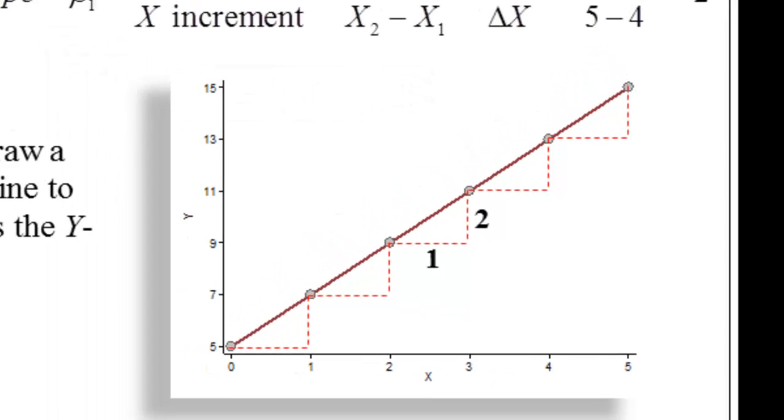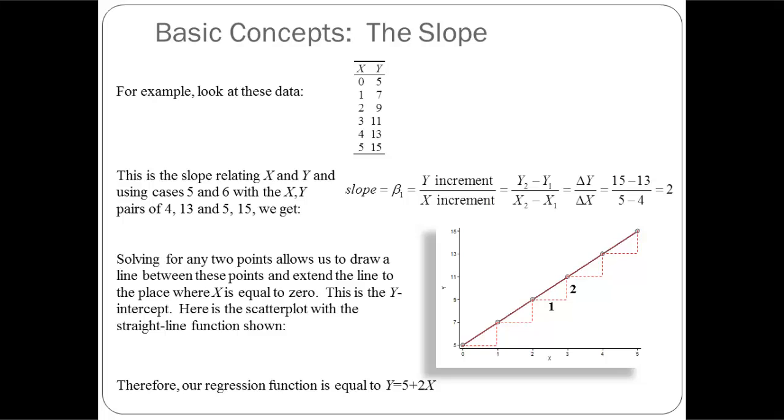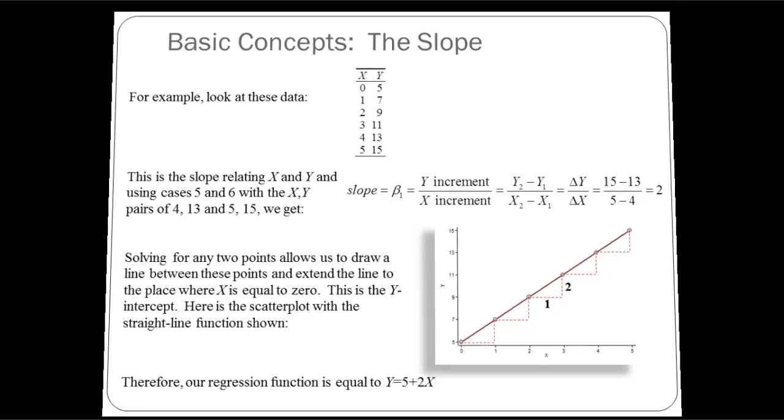If we saw that the steps were changing their slopes, sometimes it was a 1 unit change in x and a 2 unit change in y. Another time it was a 1 unit change in x and a 3 unit change in y. We would have a nonlinear relationship. The other thing to notice here is that we have no error, which is unrealistic in actual sample data, and particularly in the social sciences.